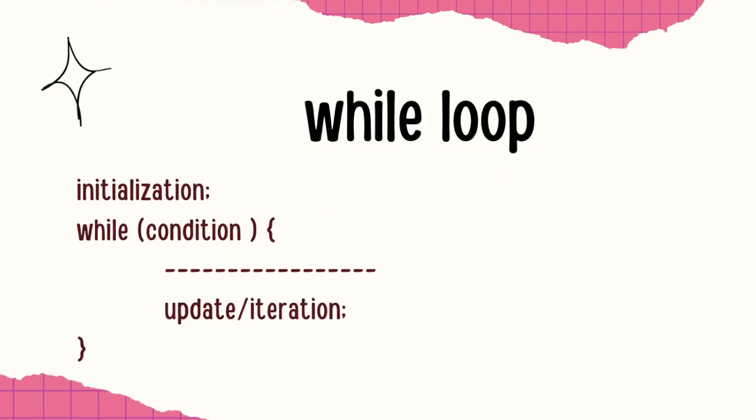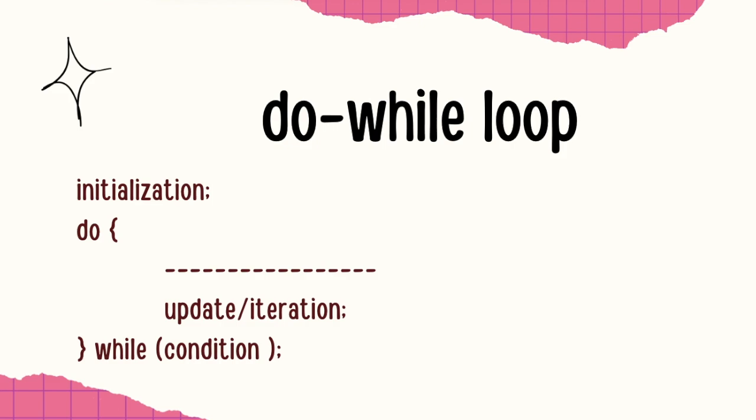The while loop. In the while loop, we first initialize our value and then we write the loop while condition, and then inside the curly braces we update or iterate our counter manually.